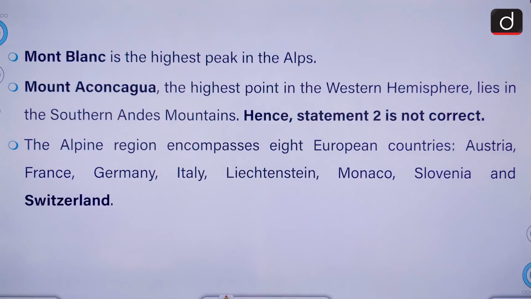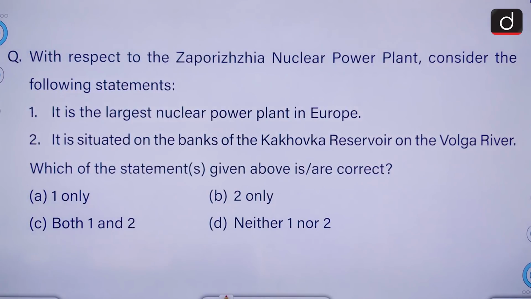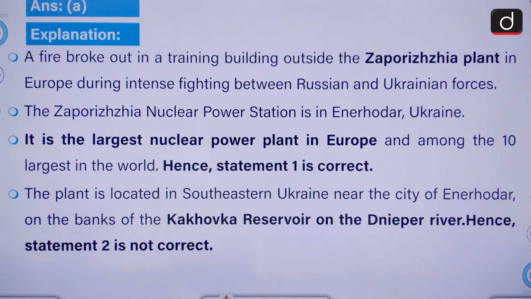The Alpine region encompasses 8 European countries: Austria, France, Germany, Italy, Liechtenstein and Monaco, Slovenia and Switzerland. With respect to Zaporizhzhia nuclear power plant, consider the following statements. It is the largest nuclear power plant in Europe and it is situated on the banks of the Kakhovka Reservoir on the Volga River. We have to select the correct statement. First is correct. A is the correct answer.